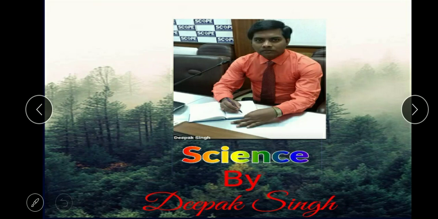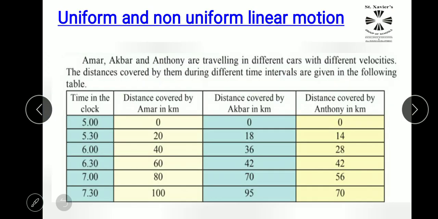Hello students, today in the second video of laws of motion we'll continue with uniform and non-uniform linear motion. Here in this table you can see the distance covered by Amar, Akbar and Anthony as per the time, students.